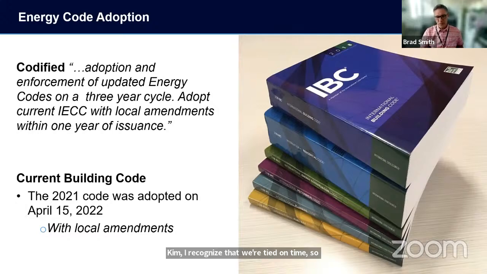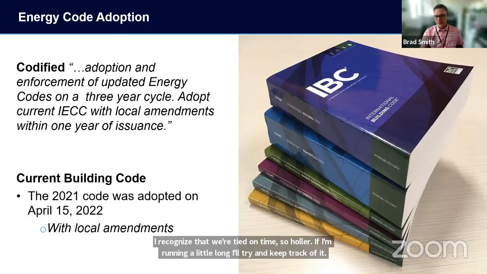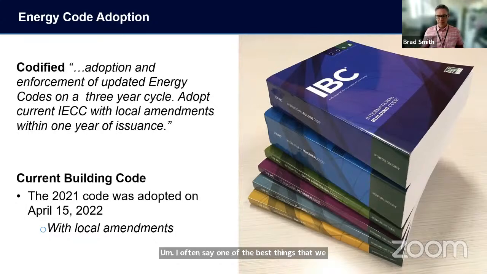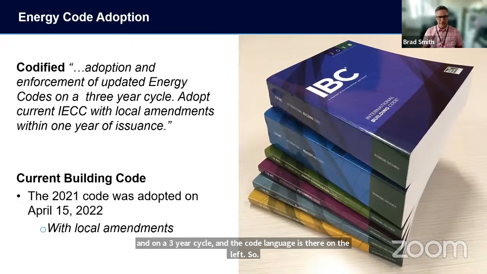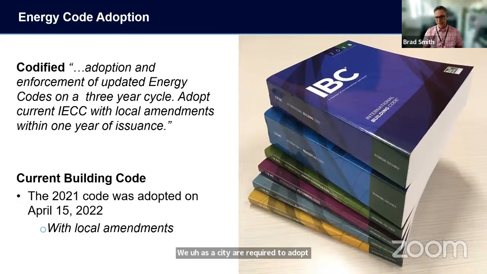I often say one of the best things that we did was we codified adoption and enforcement of energy codes on a 3-year cycle, and the code language is there on the left. So we, as a city, are required to adopt the current International Energy Conservation Code with local amendments within 1 year of issuance. Since my time, almost 8 years with the city, I've run up against this twice and had to use this code language. So it's been really beneficial.